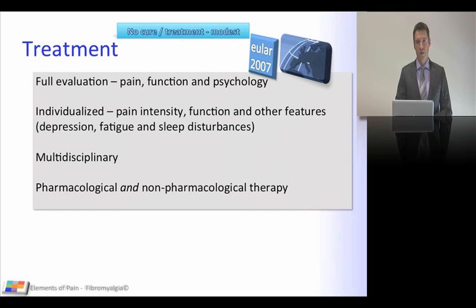Just don't focus on a medication, don't focus on one aspect. Evaluate them fully, evaluate the pain, evaluate the function, evaluate the psychology. Your treatment should be individualized. Again, this we should be doing for all our patients. Focus on intensity, focus on function, and focus on other aspects of treatments. So treat the depression, treat the fatigue, treat the other problems that they're having. Use your multidisciplinary team. Fibromyalgia is one of many conditions where we should really be using our MDT to the fullest. And always remember, focus on non-pharmacological as well as pharmacological therapies.